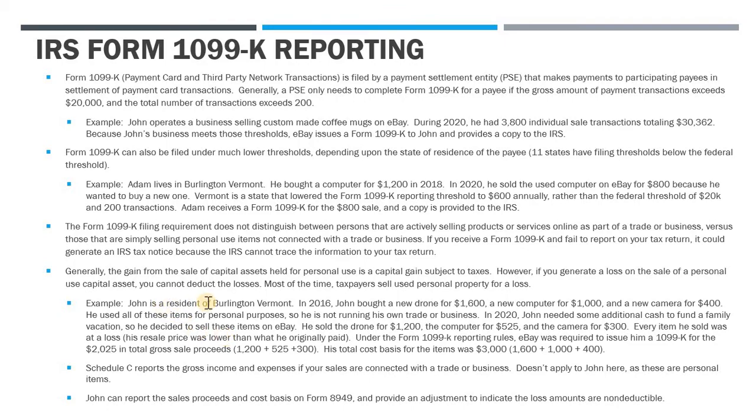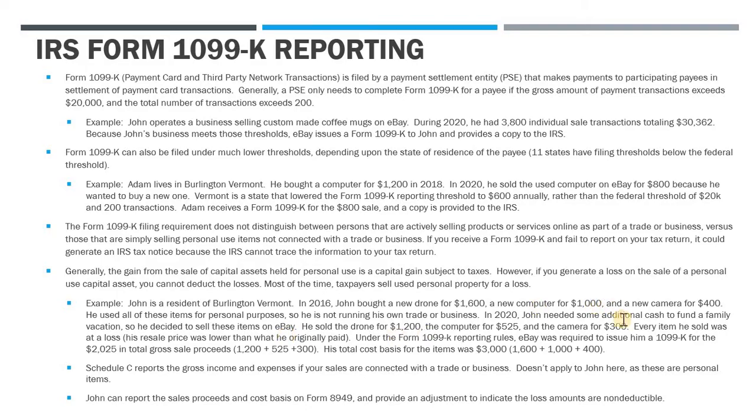So John, also a resident of Burlington, in 2016 he bought a drone for $1,600, a new computer for $1,000, and a new camera for $400. Now all of these items were for personal use. So he's not running a trade or business. He's not doing photography and selling his time, services and expertise to different clients. This is all personal use property.